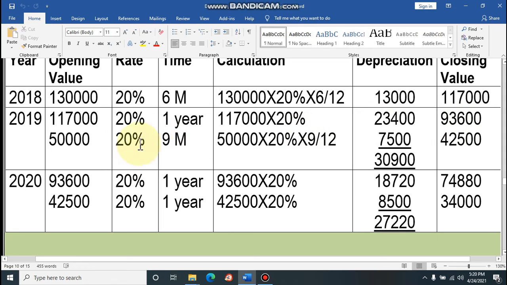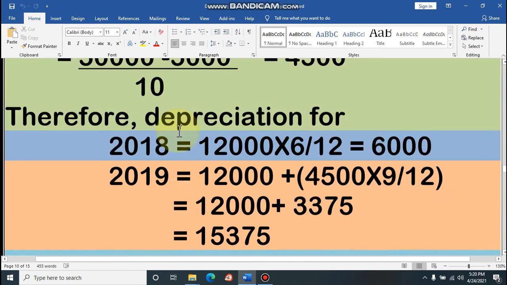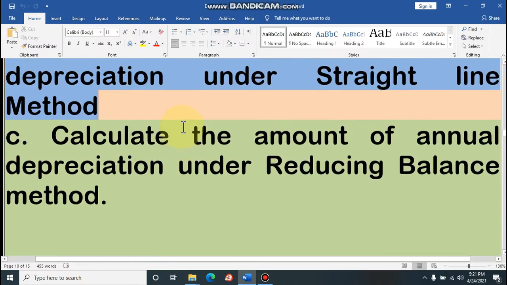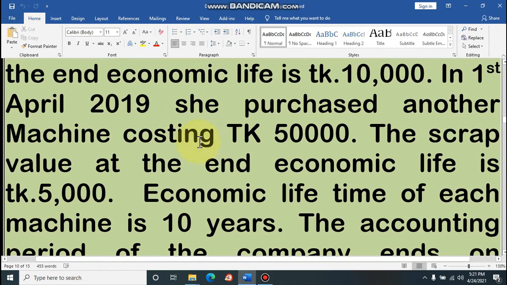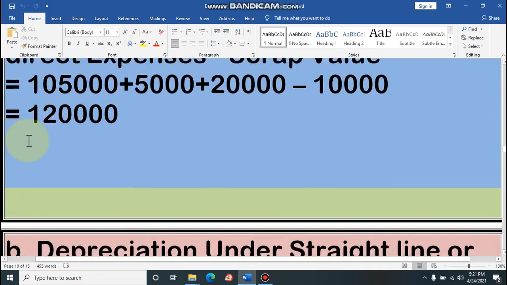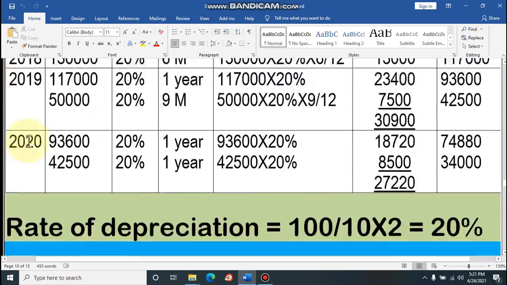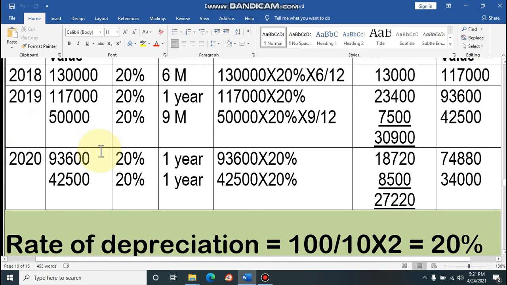And for the other machine, the purchase price is 50,000 and the rate is 20%, for 9 months. Dear student, why 9 months? Because we bought this machine on 1st of April 2019. So this time we have to charge depreciation for 9 months. So 50,000 into 20% into 9 by 12, that means 7,500.